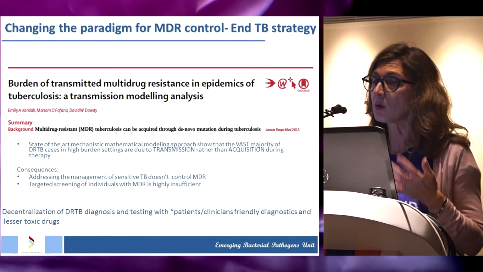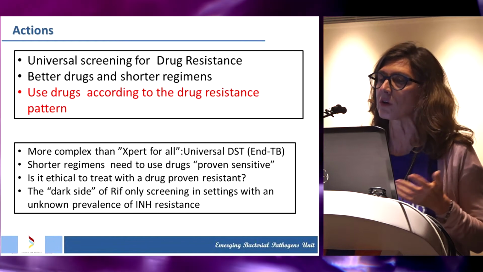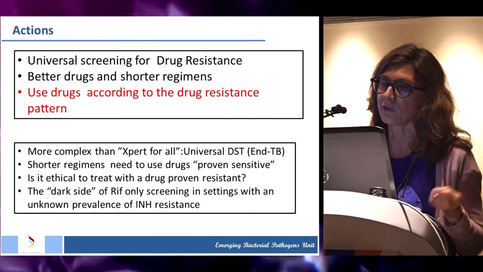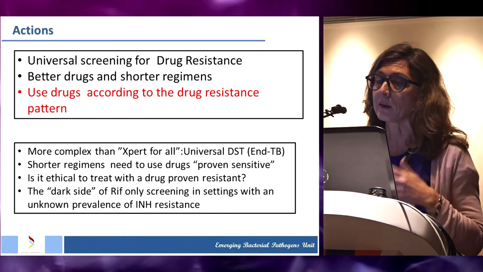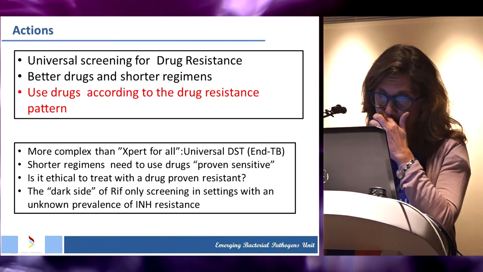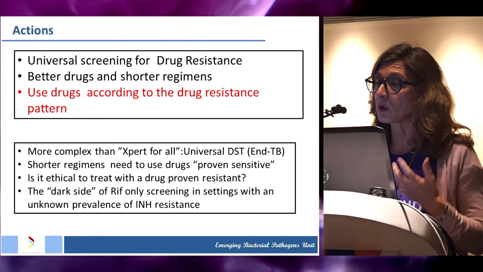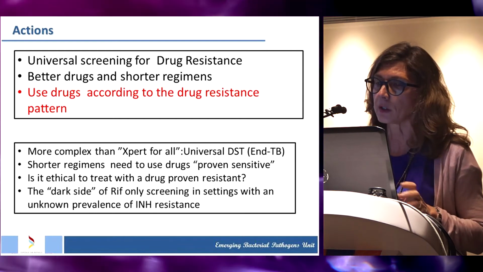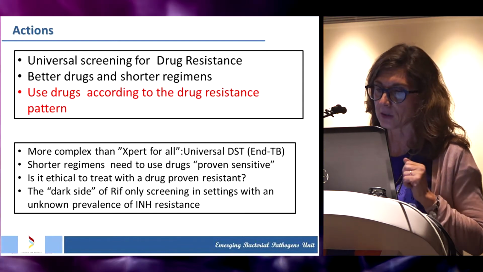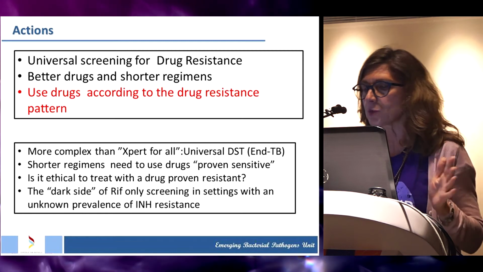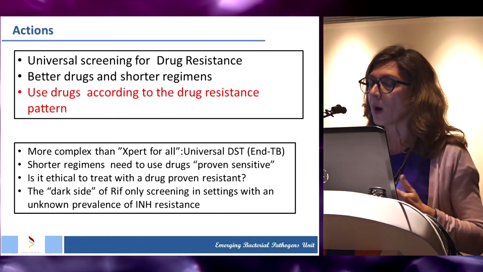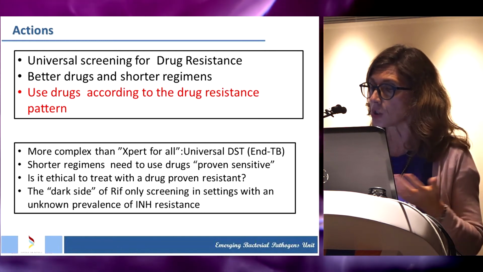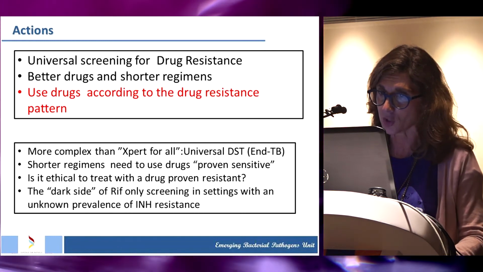Among the new actions is definitely the universal screening for drug resistance, because you need to start treating your patient correctly from the beginning, and then implement better drugs and shorter regimens. Having good data on drug resistance will allow us to use the drugs according to the drug resistance pattern. So we are moving from GeneXpert for all to a more sophisticated universal DST. That is also the vision of the End TB strategy.